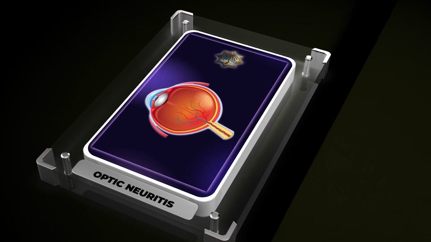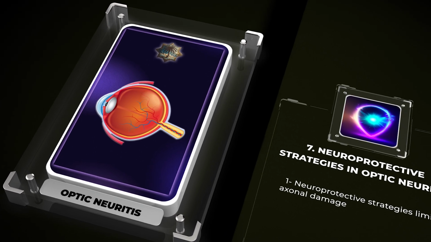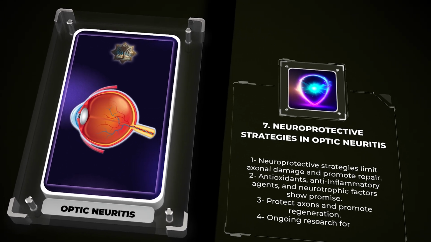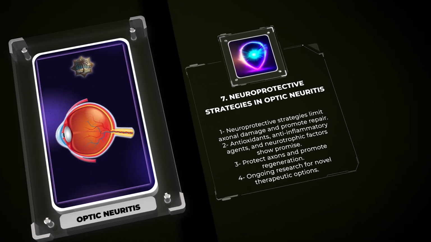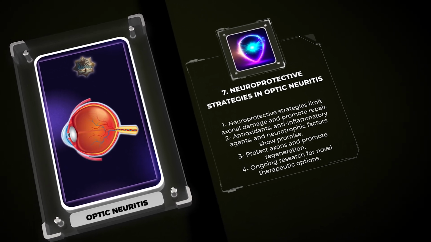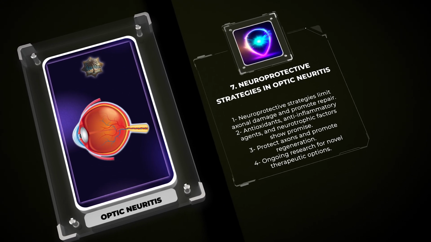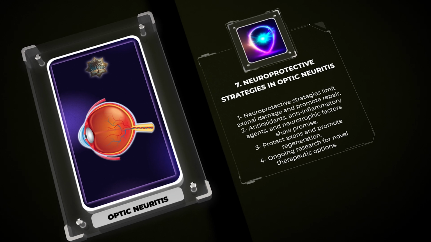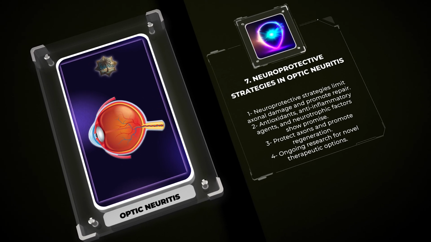Neuroprotective strategies aim to limit axonal damage and promote repair mechanisms in optic neuritis. Several potential neuroprotective agents, such as antioxidants, anti-inflammatory agents, and neurotrophic factors, have shown promise in preclinical and early clinical trials. Protecting the axons from further damage and promoting their regeneration are essential goals in the management of optic neuritis, and ongoing research in this area may lead to novel therapeutic options.